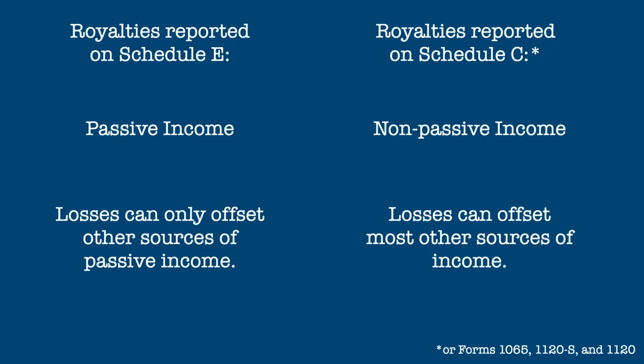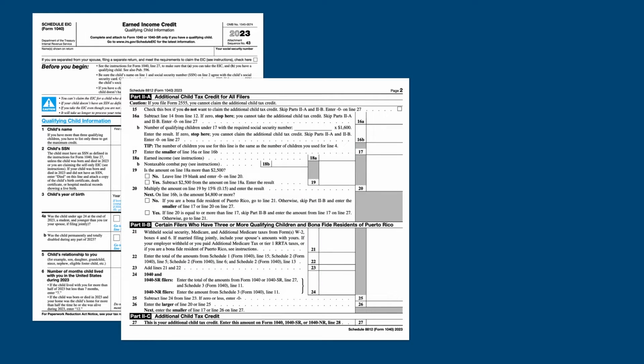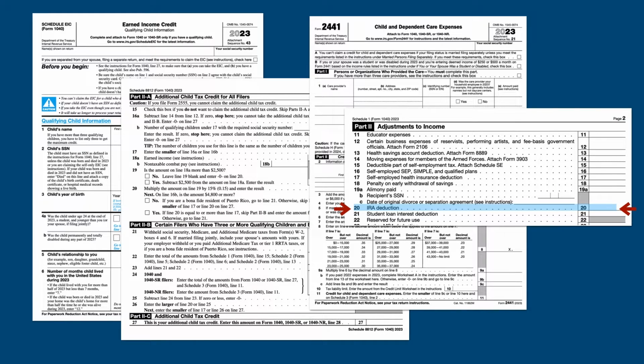Finally, royalties reported on Schedule E are considered unearned income. Royalties reported on Schedule C are considered earned income, which is essential in claiming an earned income credit, refundable child tax credit, child care credit, or contributing to an IRA.